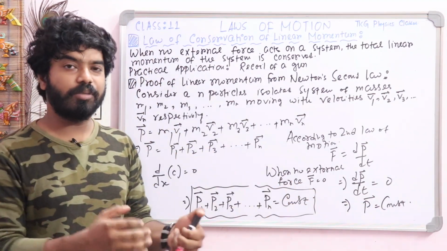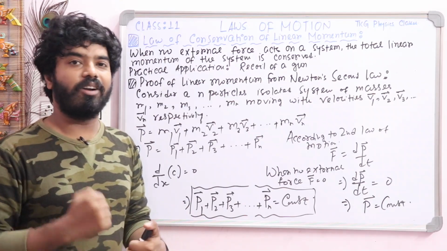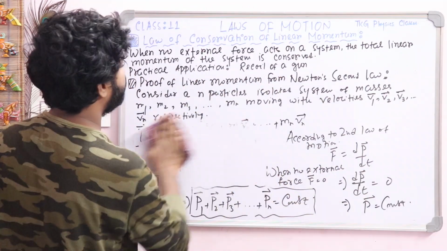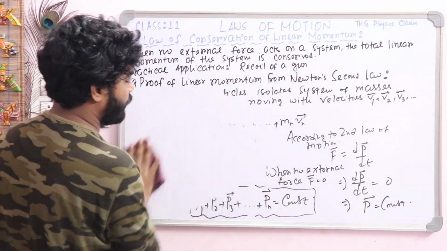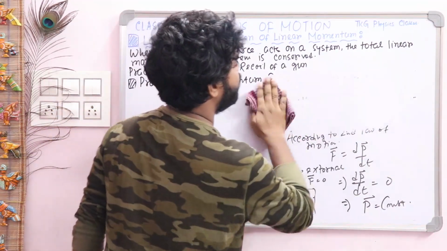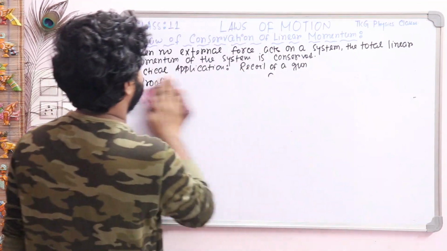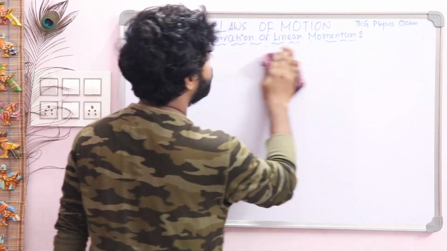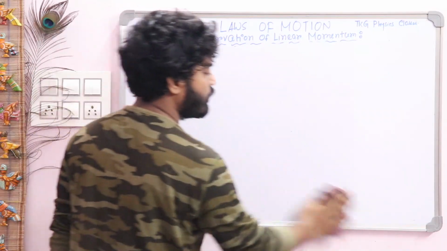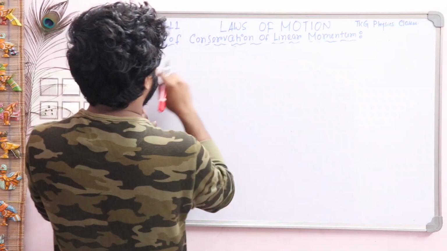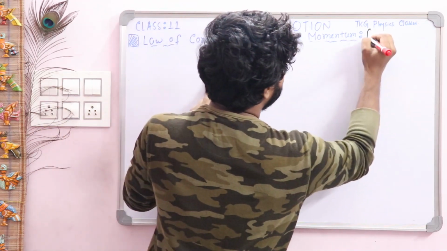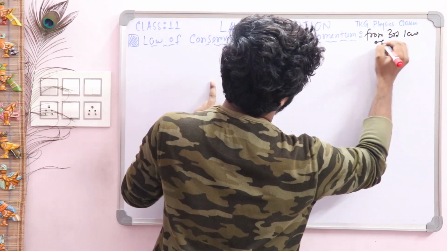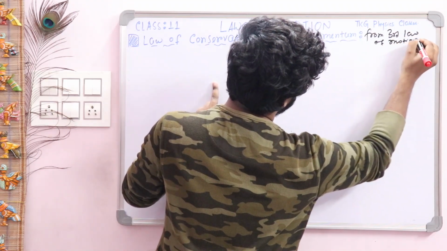Now we will prove the conservation law of linear momentum from Newton's third law of motion. Okay, write it. So our second part will prove the conservation law of linear momentum from Newton's third law of motion. So write it at first. All of you know the third law of motion: every action has an equal and opposite reaction. So we will prove the law of conservation of linear momentum from the third law of motion. Okay, so this is our second derivation.